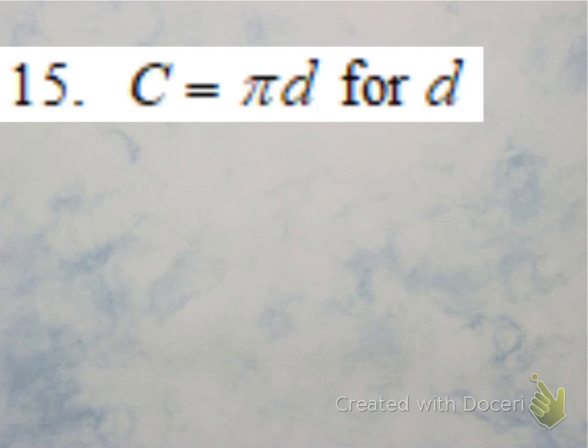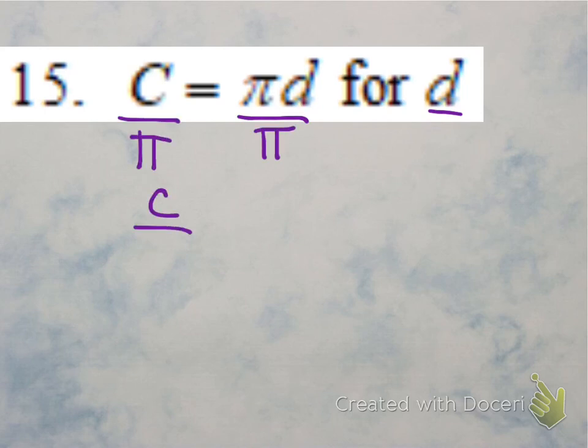And now on this one, to solve for d, to get d by itself, to get rid of multiplying by pi, divide both sides by pi. And so circumference divided by pi is equal to the diameter.